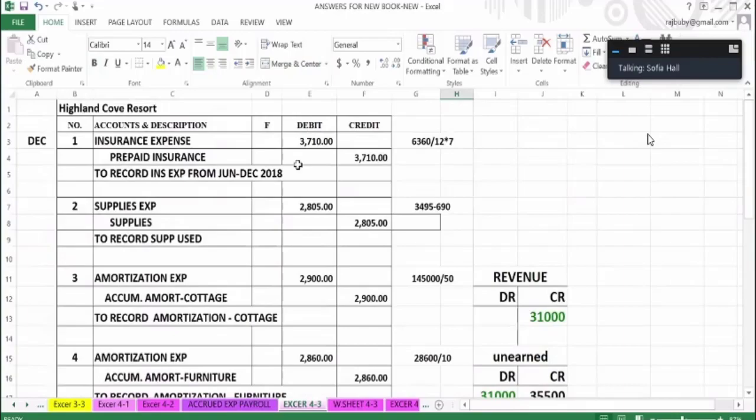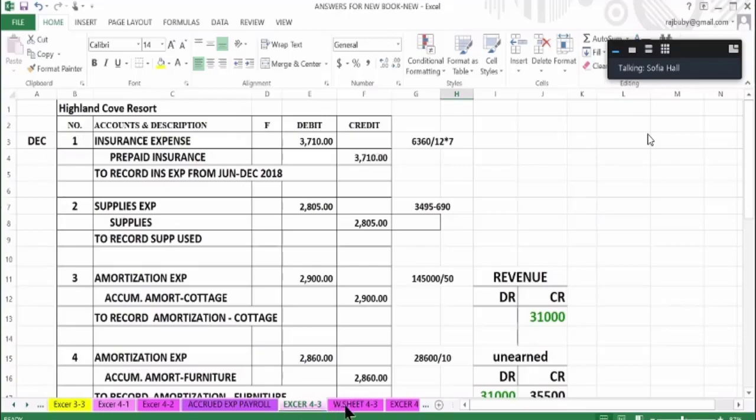The first one is insurance expense and prepaid insurance, right? Insurance expense is going to be debit 3,710, and also the number. This is not the date. This is the date as number, because after that, if it is not balanced, we have to go back and check. That one is the cross reference. We have to put the number also. Insurance expense 3,710 and prepaid insurance credit 3,010, and the number is 1.